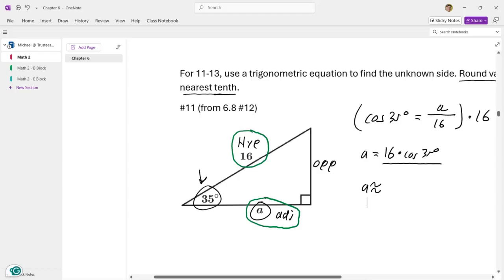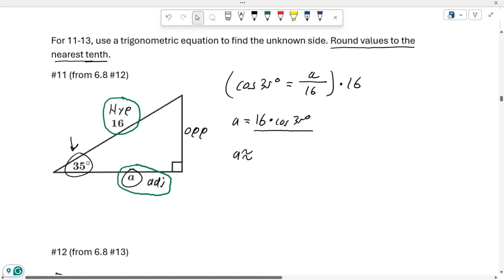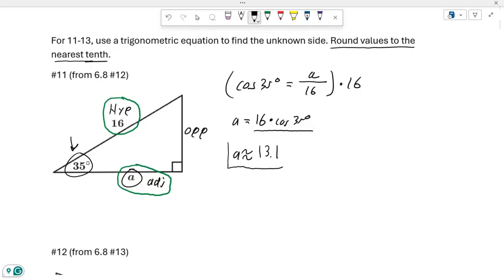And so getting back to my answer here, we end up getting 13.1. And we don't have any units here, so we're just going to leave it as 13.1. And that is my answer for number 11.